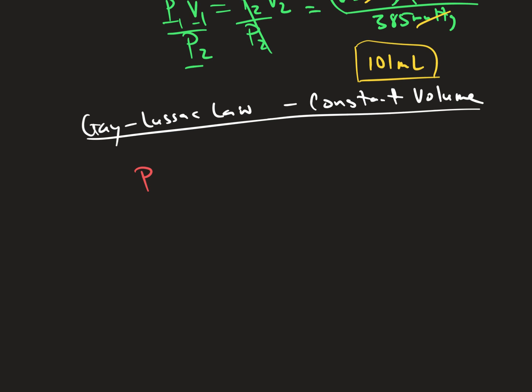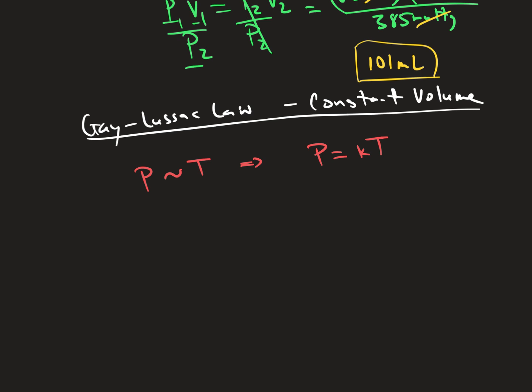Directly. If we increase the pressure, we're going to increase the temperature. If we increase the temperature, we increase the pressure, right? So they are directly related. And if we want to change this to an equation, we could do the same thing. Pressure is equal to some constant times temperature. You with me?